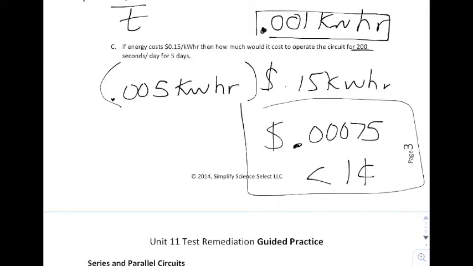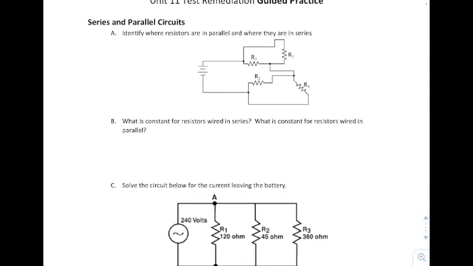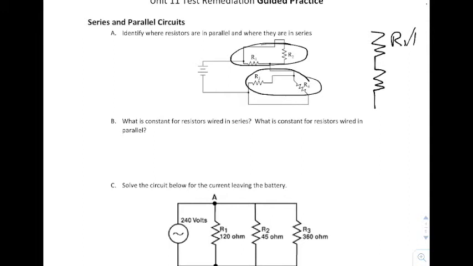Okay, next it says identify where the resistors are in parallel and where they're in series. The R1 and R2 resistors are in parallel with one another, and the R3 and R4 resistors are in parallel with one another. Now, when you combine those resistors, because resistors can be combined in parallel, the resulting resistors are now in series. So when I combine R1 with R2, it becomes that resistor, and when I combine R3 and R4, it becomes that resistor. The resultant resistances are now in series because I have to go through both.